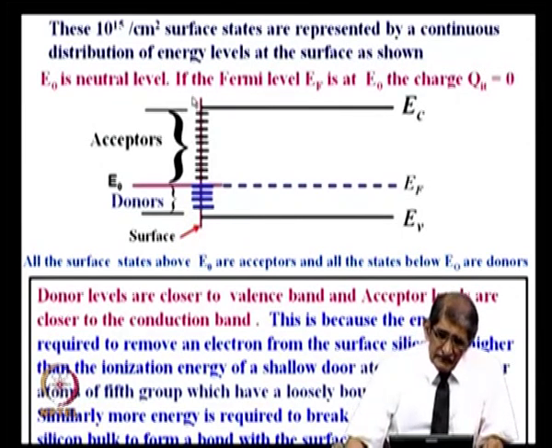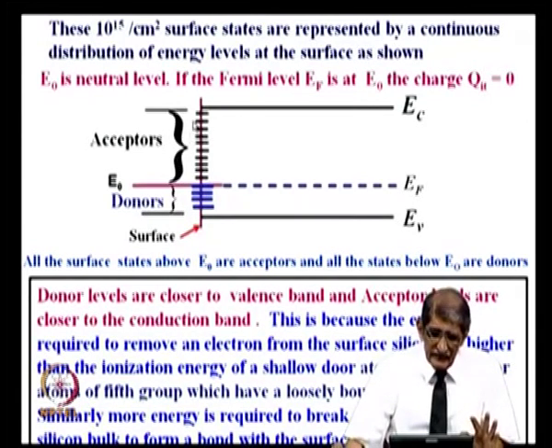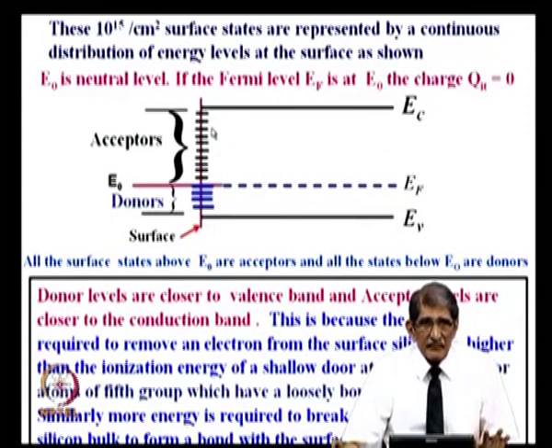But when you come down here, there are a large number of donor states which are compensating that. So, you can say that predominantly there are acceptor levels up to a point, and predominantly there are donor levels in this region. Between the level E naught and E v, they are all donors. Between the level E naught and E c, they are all acceptors. I hope that is understood.